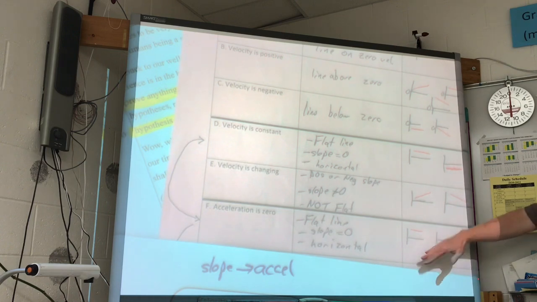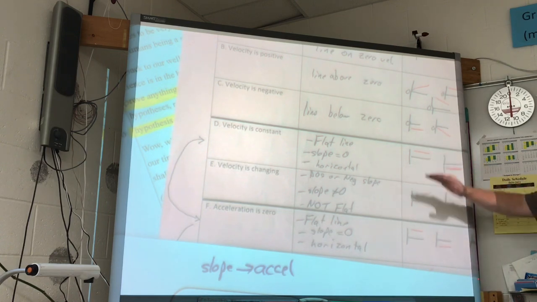If acceleration is 0, velocity is constant. Velocity is constant, acceleration is 0. If one of these statements on the board is true, all the statements on the board are true. Let me clarify that. In a given line, if one statement in a line is true, then all statements in that line are true.